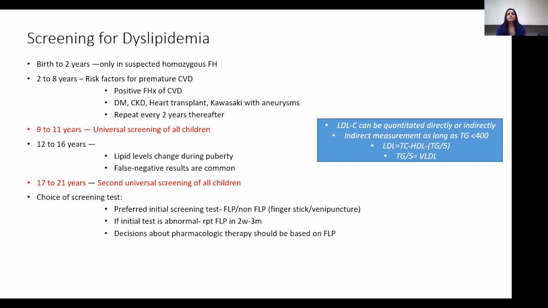And at 12 to 16, we generally don't recommend it. You can get it, but if it is negative, it doesn't mean anything. Of course, if it is positive, you can treat it, but false negatives are very common.